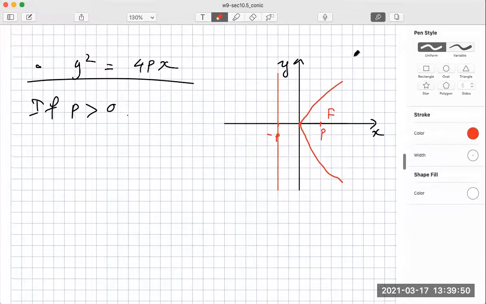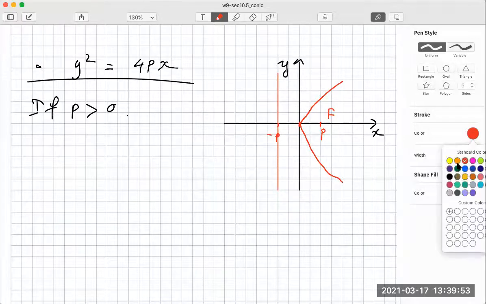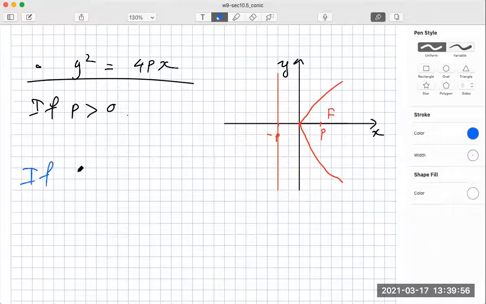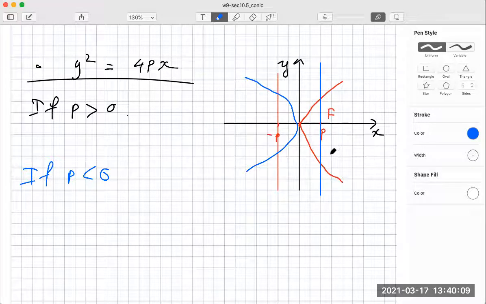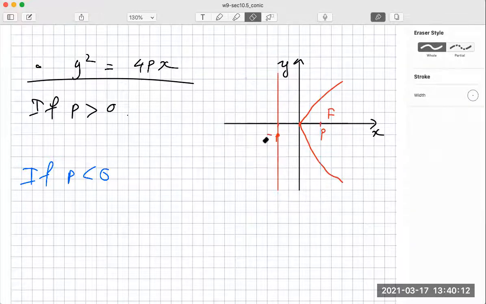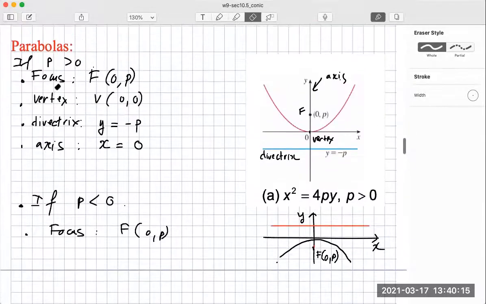And a similar story: if p is negative, then the parabola will be pointing this way, right? But the directrix will be like this. Okay. So your job is to memorize these important things: the focus, vertex, directrix, and play with one specific example, memorize it, and it will be true for all the similar cases. Okay? That's it. It's all about the parabola.